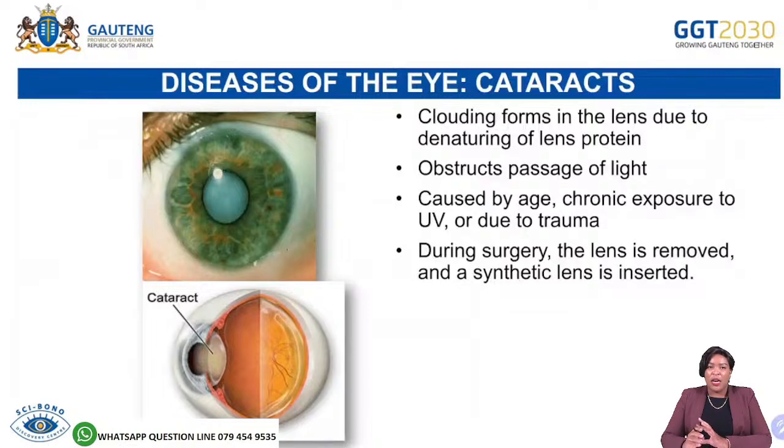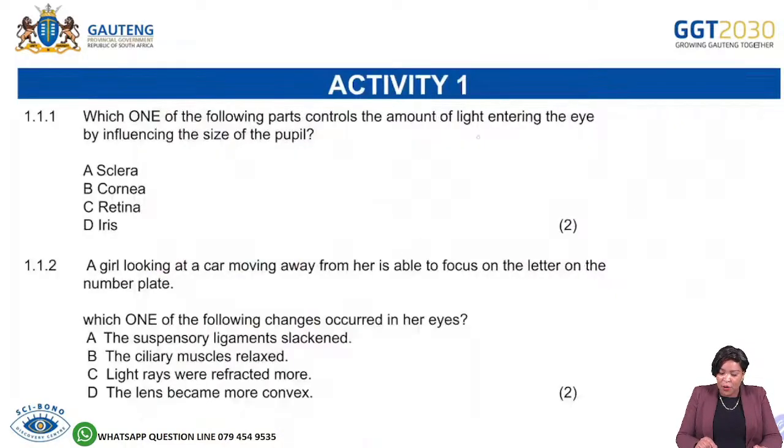So this is going to be our warm-up question. I hope you were listening to Vedika, because she told you everything that we are going to talk about in these questions. Right, so let us go through the first question. The first question says, which one of the following parts controls the amount of light entering the eye by influencing the size of the pupil?